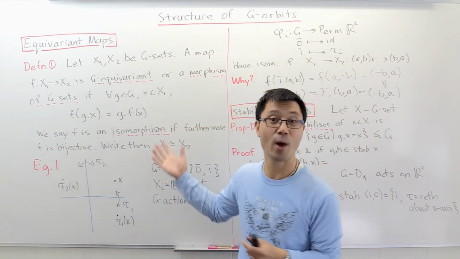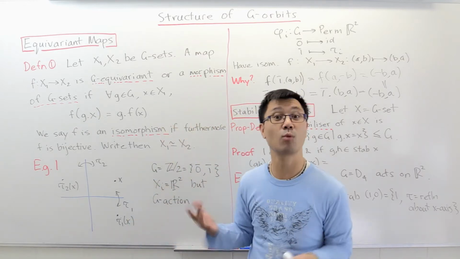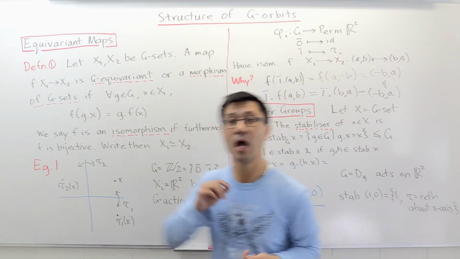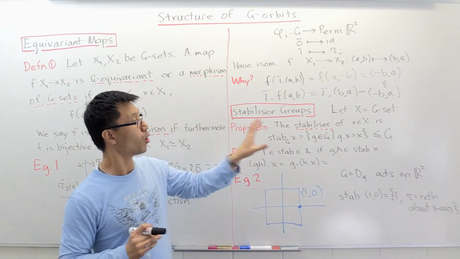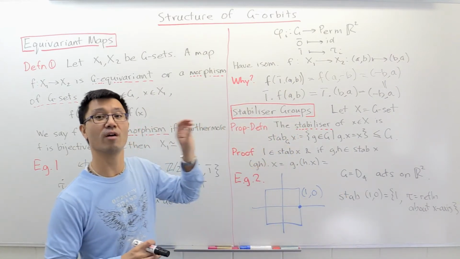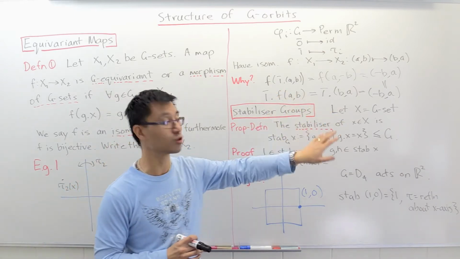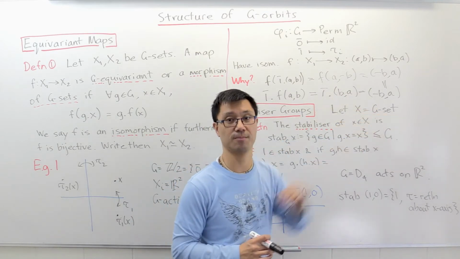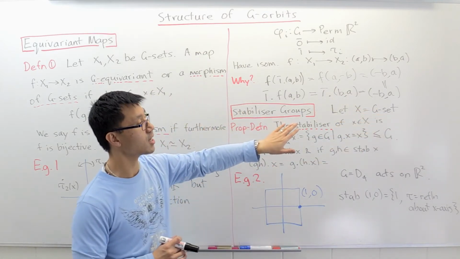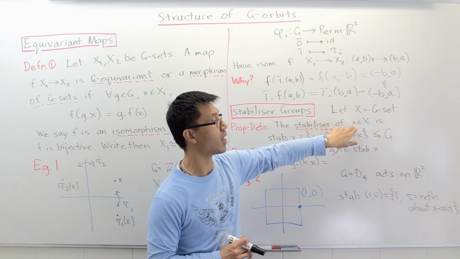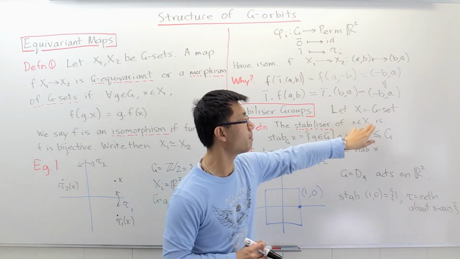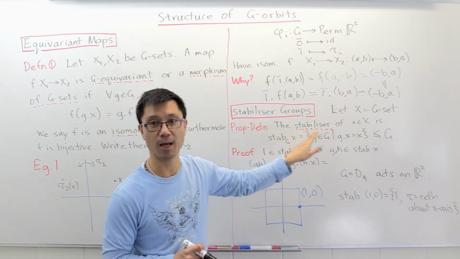Now we have a way of comparing two G-sets and saying when they are the same. So the next important notion I want to introduce here is the notion of a stabilizer group. Let's suppose we're in a situation where we talk about symmetry, so X is a G-set. For each little element x inside our G-set big X, we can talk about its stabilizer.